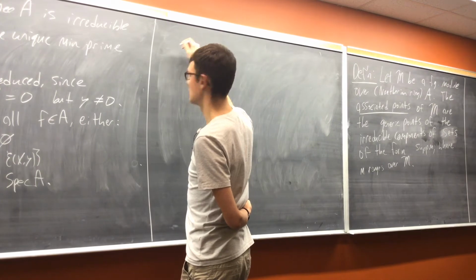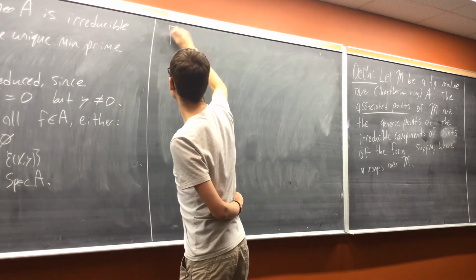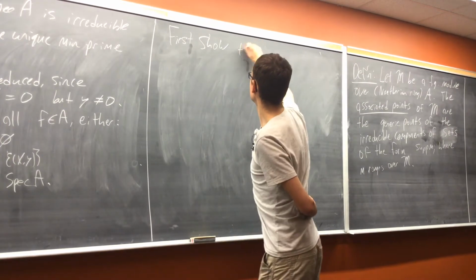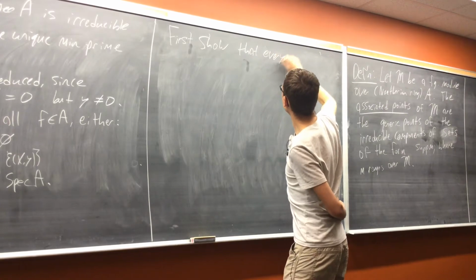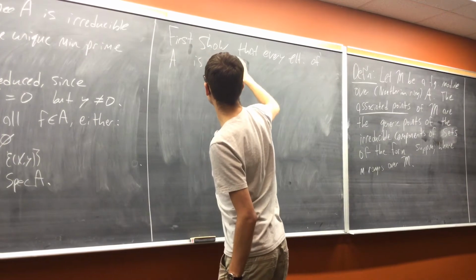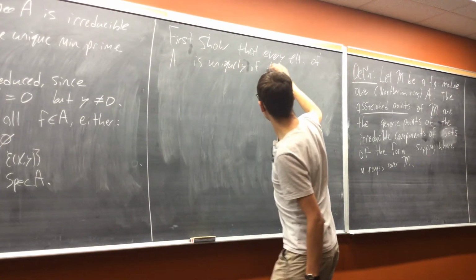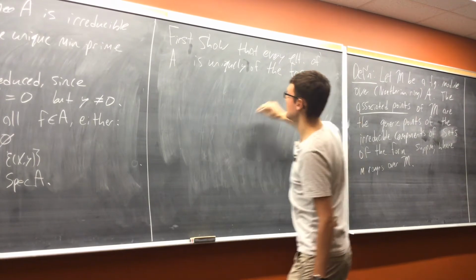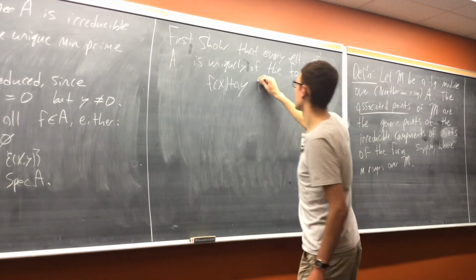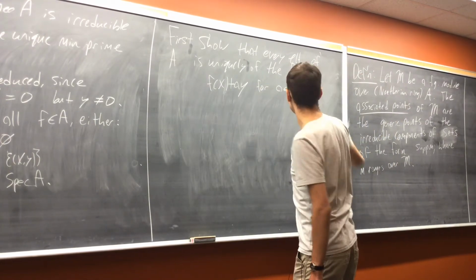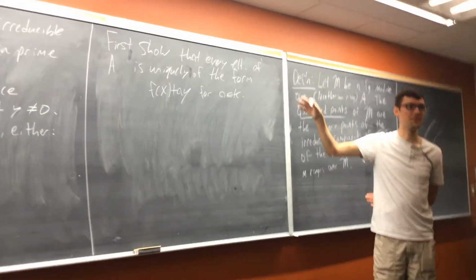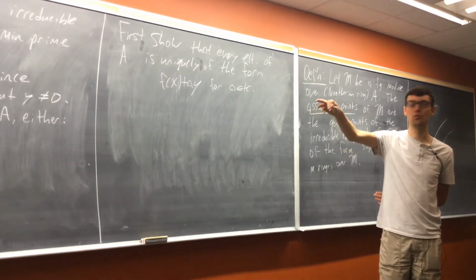So, right. So first show that every element of A is uniquely of the form polynomial plus multiple of y. The uniqueness is the only hard part. You can get things of this form just by noticing that y squared is 0 and xy is 0.